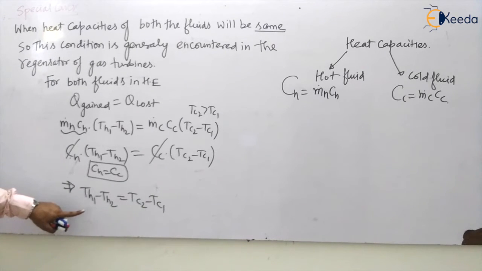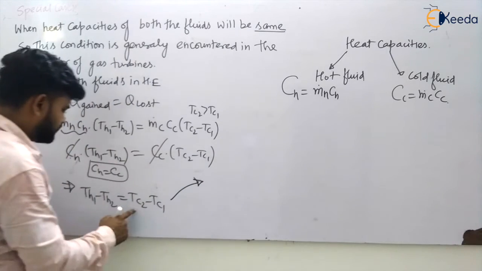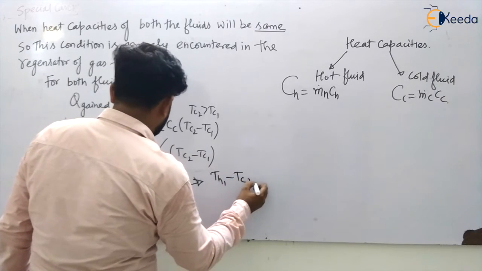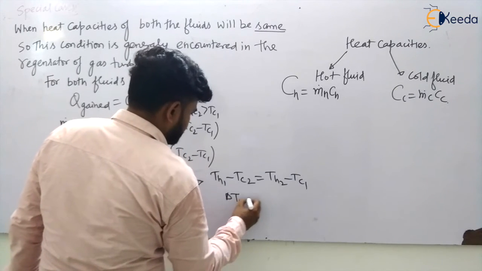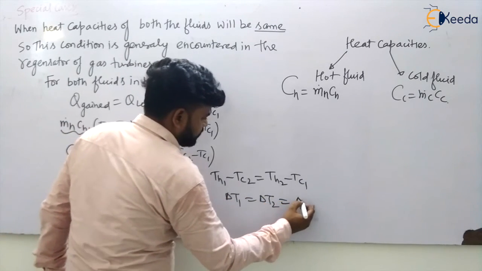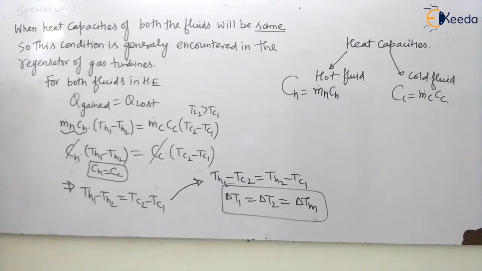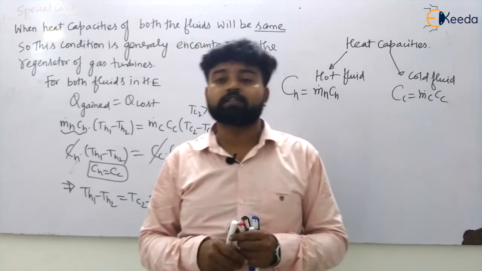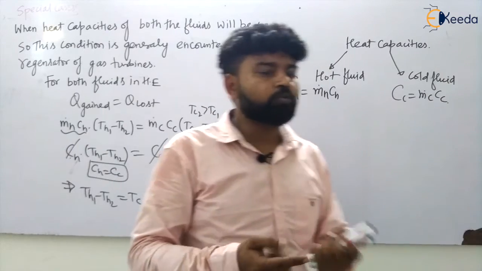So in this case, what will happen? I take TC2 to this side and TH2 to this side. So this will be TH1 minus TC2 is equal to TH2 minus TC1, and this will be your delta T1 equal to delta T2, and this will be your delta Tm, my dear students, in this case. This will be the case when you are solving questions for the regenerator of gas turbines. So you have to directly take delta Tm equal to delta T2.